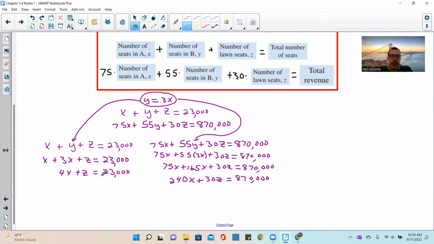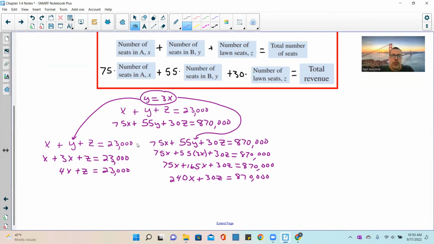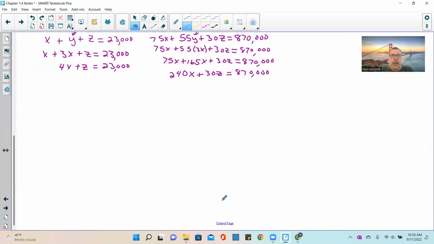Okay, so now we have two equations in terms of x and z. So now we can manipulate those two. So let me just extend this page. All right, so now we are going to take this equation here. Actually, let me just rewrite it. Let me change colors. We're going to use 4x plus z equals 23,000. We're going to take 240x plus 30z equals 870,000.